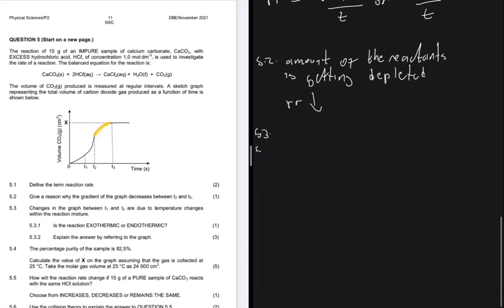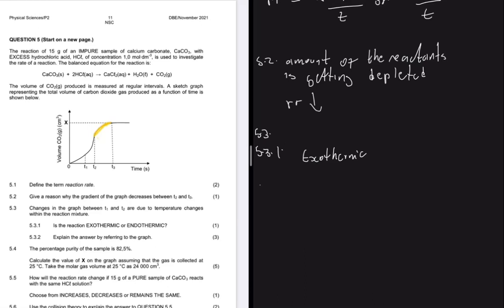And then we can move to 5.3. We have 5.3.1, and it says changes in the graph between T1 and T2 are due to temperature changes within the reaction mixture. And then 5.3.1 says, is the reaction exothermic or endothermic? The reaction is exothermic. Why are we saying that it's exothermic? Because the temperature change is within, right? And then from T1 to T2, the reaction rate increases.